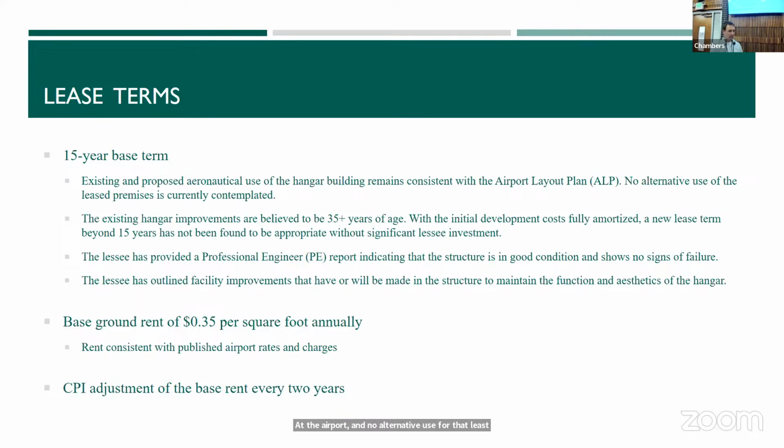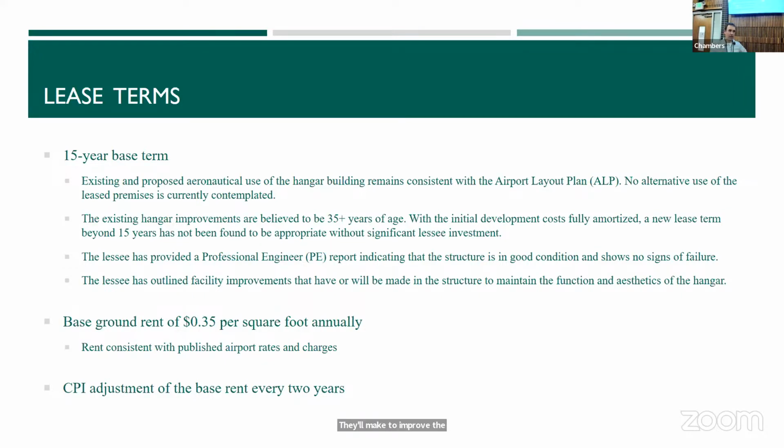The existing hangar improvements are roughly 35 years of age. We don't know the exact age of them. We weren't able to determine that. As mentioned earlier, the initial development costs are fully amortized. Therefore, working through our leasing policy framework, we didn't feel that a full 30-year lease term was warranted, based on the fact that those are fully amortized and there wasn't a major lessee investment coming to upgrade those improvements. That being said, the lessee has provided a PE report, a professional engineer report, indicating that the structure is in good condition and will last through the duration of the proposed 15-year lease term. They've also outlined some facility improvements they'll make to improve the structure, both aesthetically and functionally.